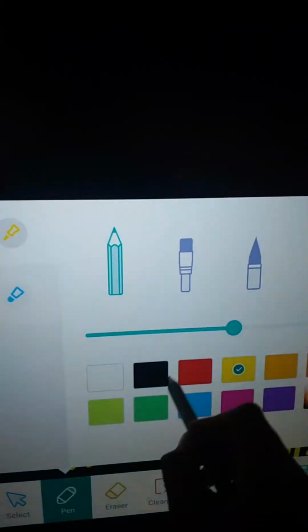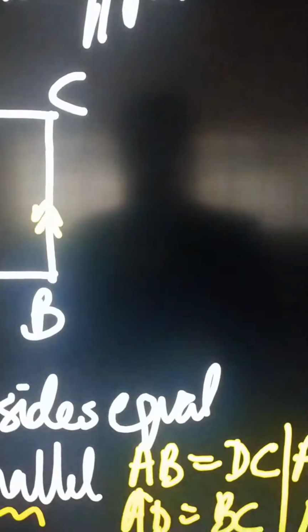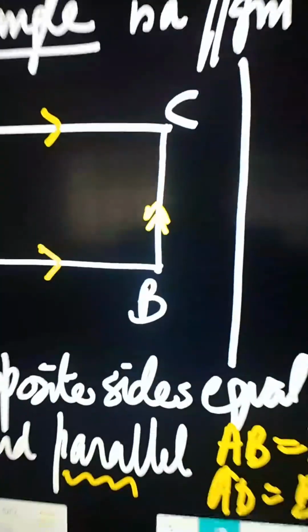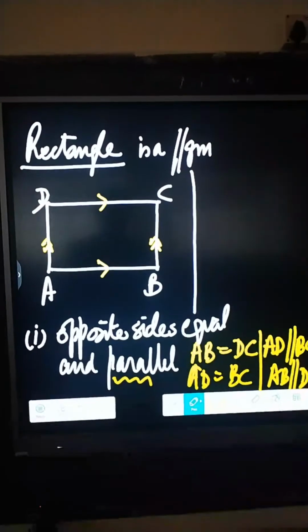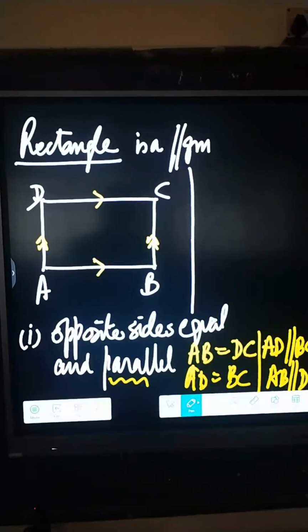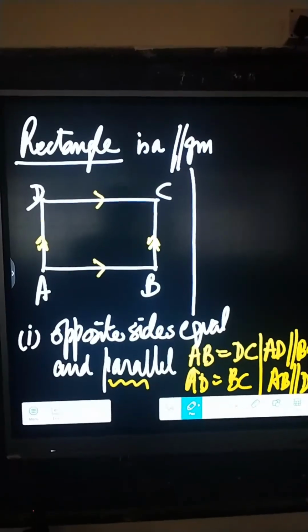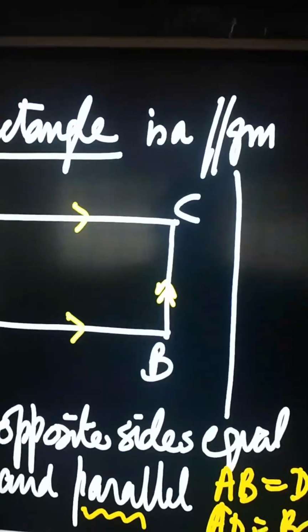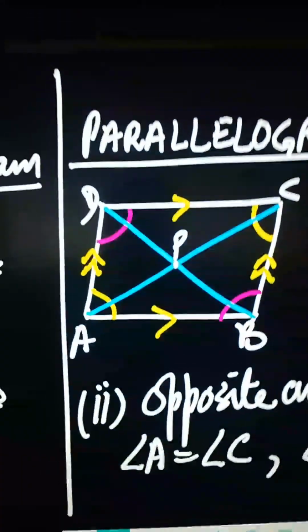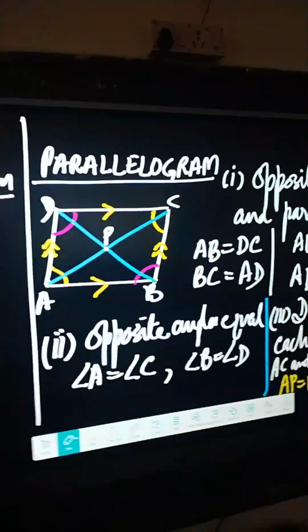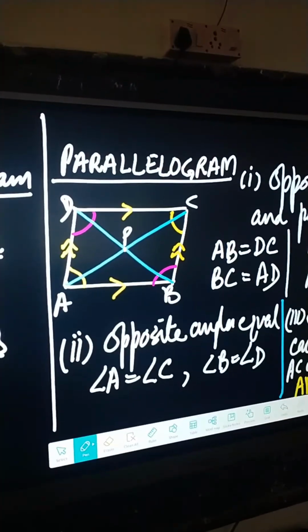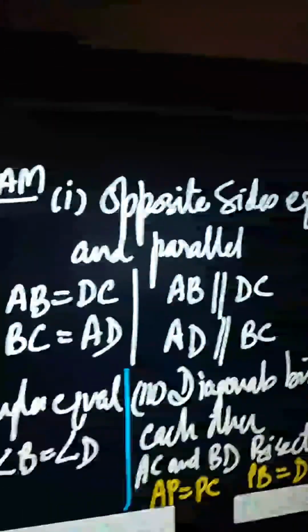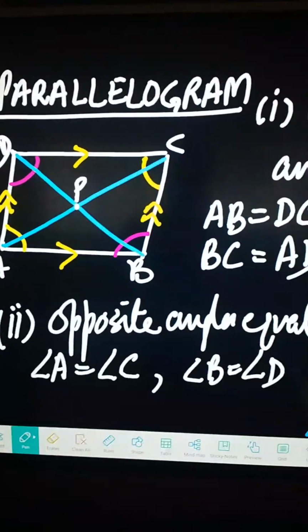Then the next property of a rectangle: how is it different from a parallelogram? Just now we studied that a rectangle is a parallelogram. When I say a rectangle is a parallelogram, it means its properties are the same as the parallelogram, and all the properties which I have told just now also apply in a rectangle.